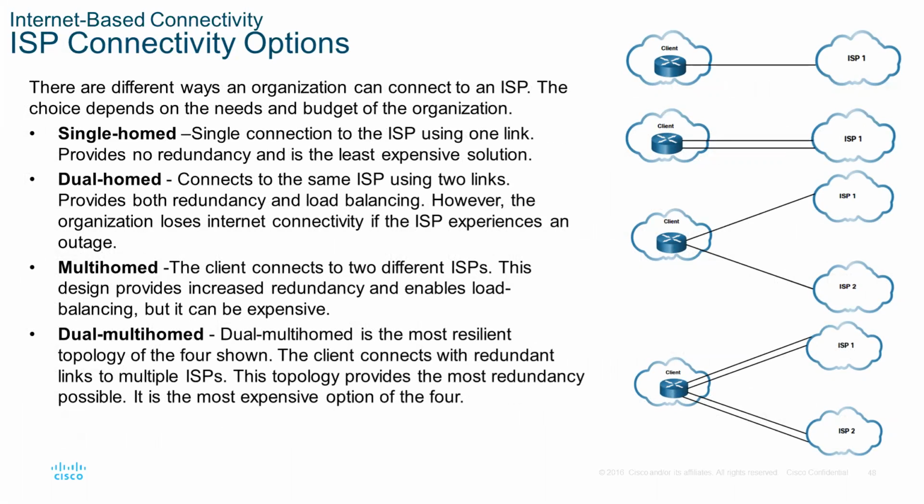Homing comes in very many different ways. Single home, pretty straightforward, single connection, one link. Dual home is where we've got dual links. Multi-home is where we have multiple connections to different ISPs. And then they now include dual home, dual multi-home. So dual links to two separate providers. So that is 4 in total, spread across 2 service providers.